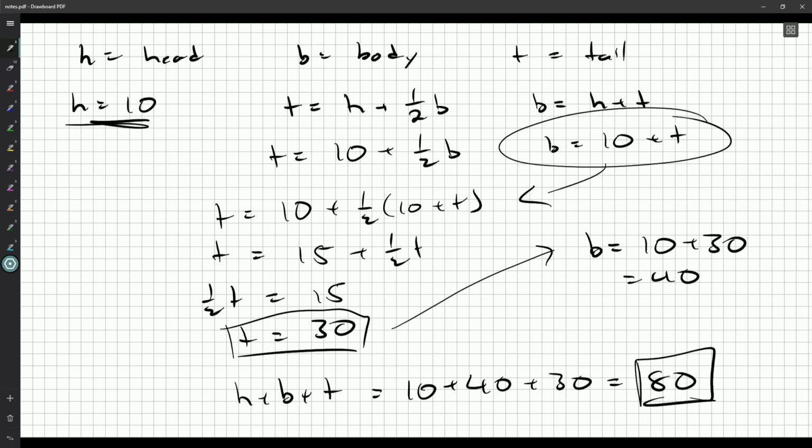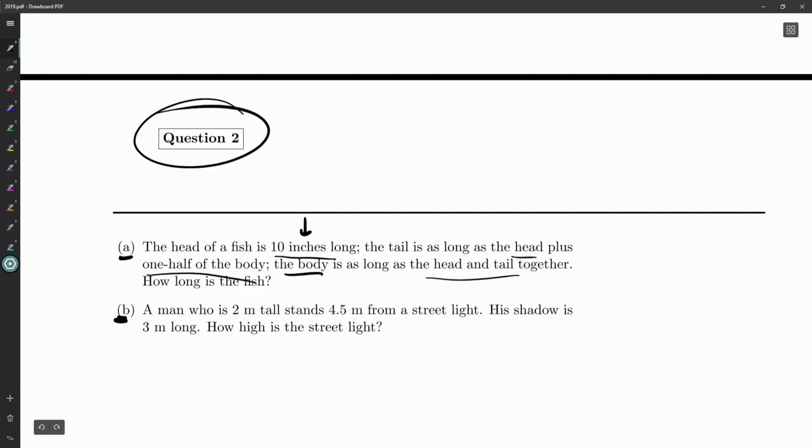Once you have the numbers, you could double check that all the equations are satisfied, but I'm happy with it. It wasn't too bad of a part A. Now I've got part B.